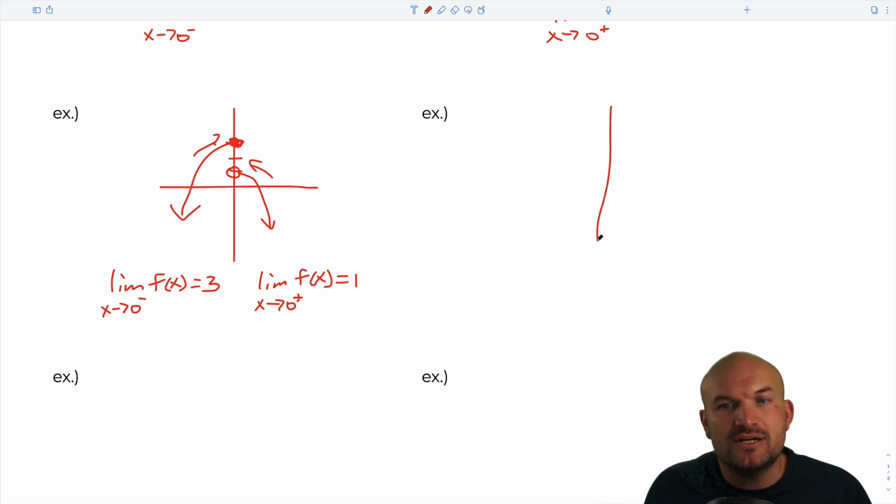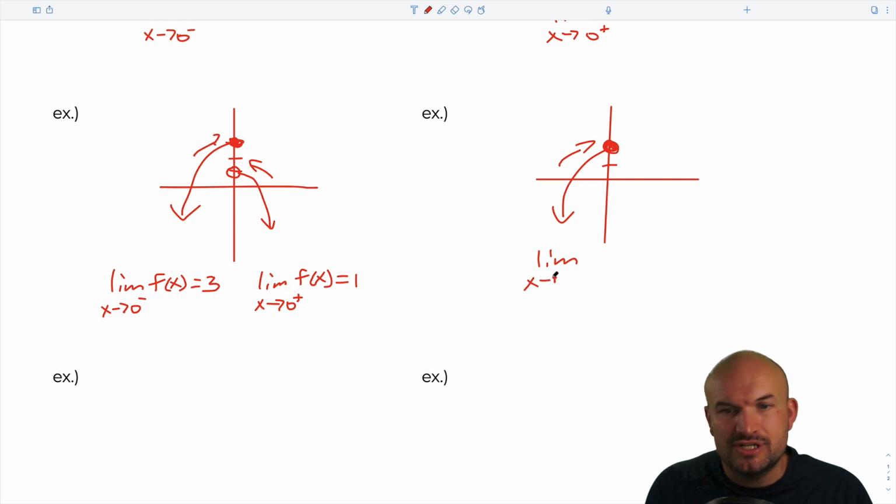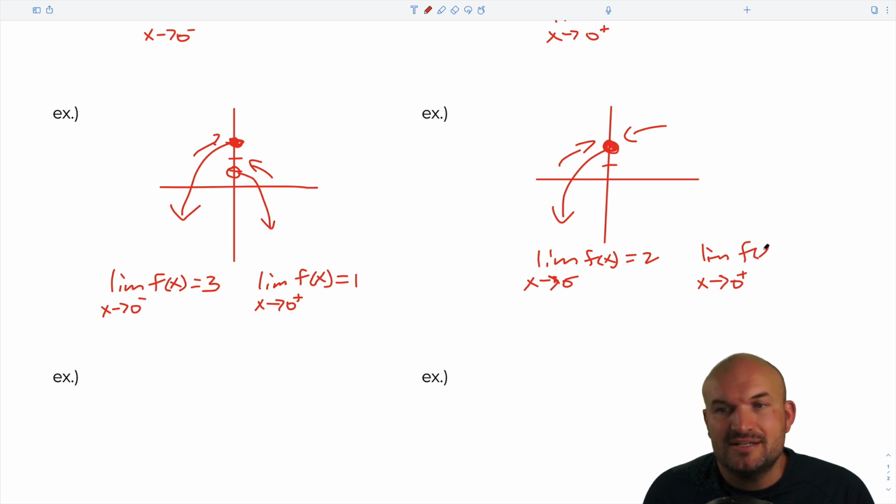The same thing works when we have a function that has an endpoint. For instance, if I had something like this, as I'm approaching 0 from the left, we could say that's defined. So the limit as x approaches 0 from the left of my function f of x is going to equal 2. However, from the right, since there's nothing there, that is not going to be defined. So the limit from the right of f of x does not exist.